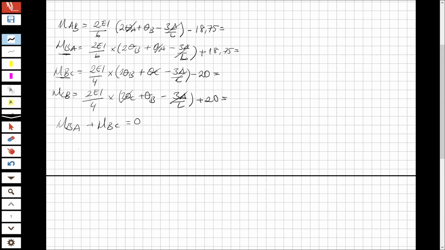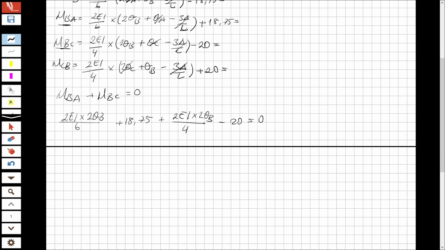Let's take our equations. So 2EI times 2 theta B over 6, and plus 18.75, and plus 2EI times 2 theta B over 4, and plus minus 20, equal to 0.